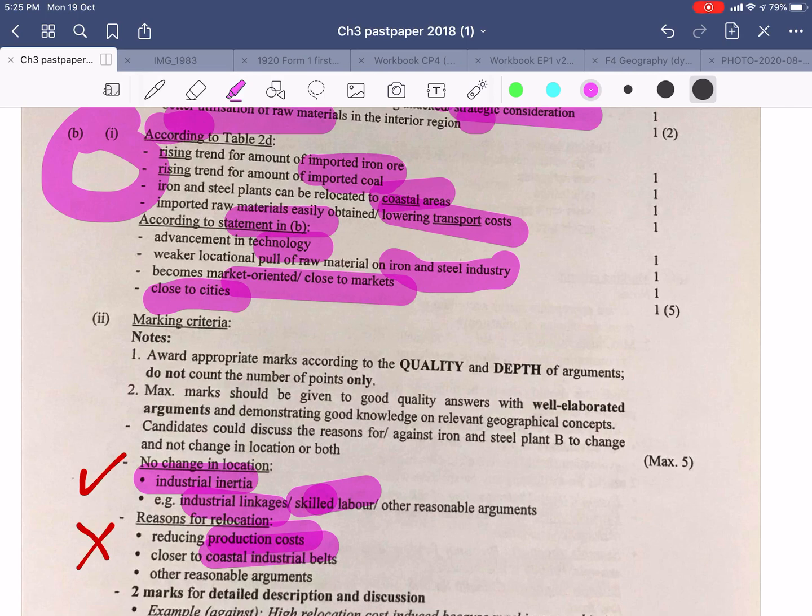So accordingly, but why is it like this? Because the technology will become more advanced, and then there is a weaker locational pull from the raw material on the iron and steel industry, and then finally the iron and steel plant is moving towards the market orientation, or moving towards the market close to cities, just like the example of Shanghai. In Shanghai, we have our largest iron and steel plant even right now in China, and on top of that, there are a lot of service linkages. For example, the shipbuilding factories, which are already the market for the iron and steel plant.